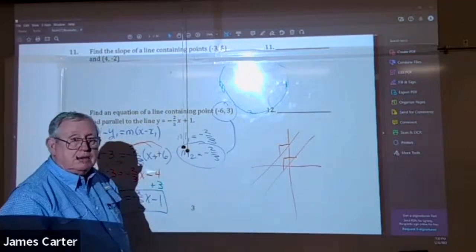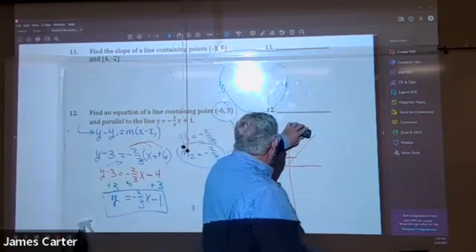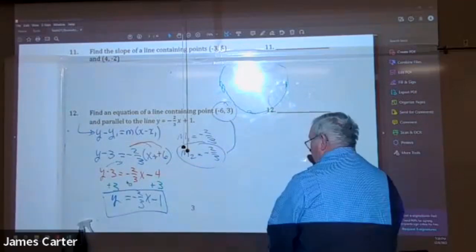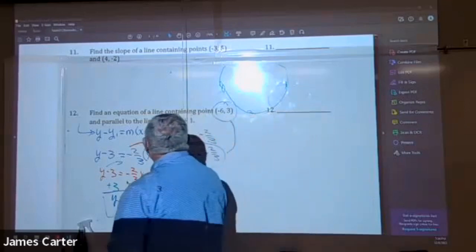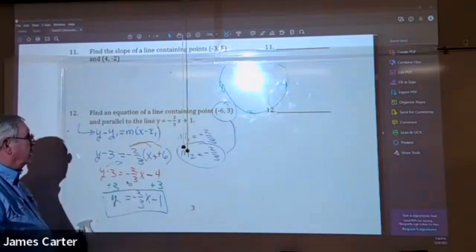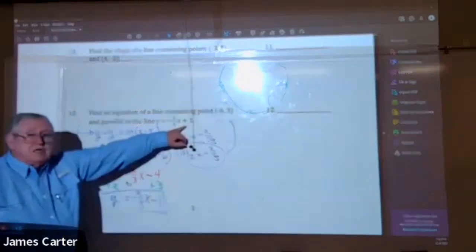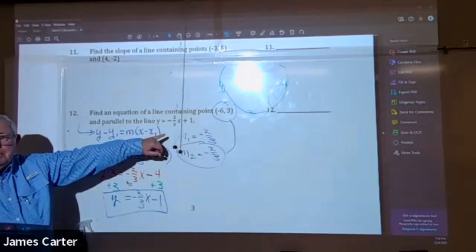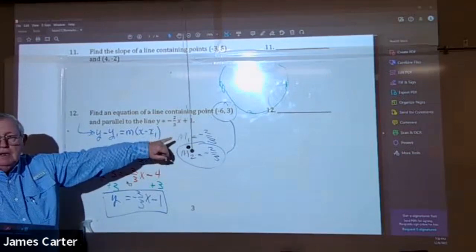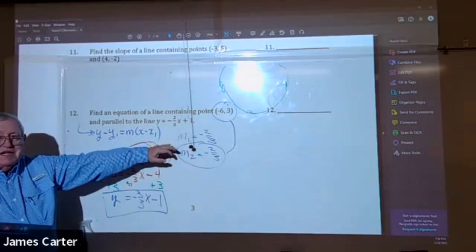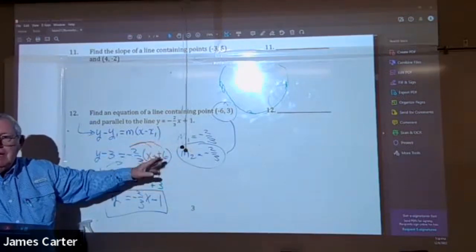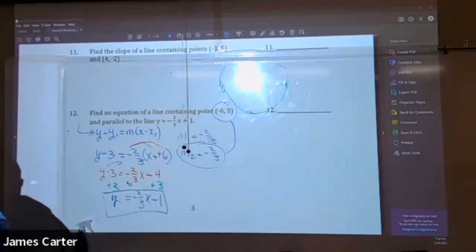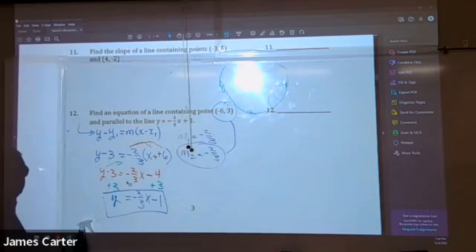I'm talking more about the b in y equals 2/3 x plus 1, and the final answer is y equals negative. It is a pure coincidence that they're both ones. More often, they won't be the same value.